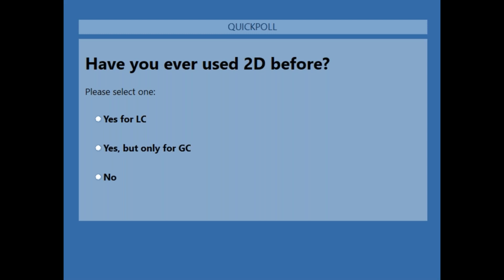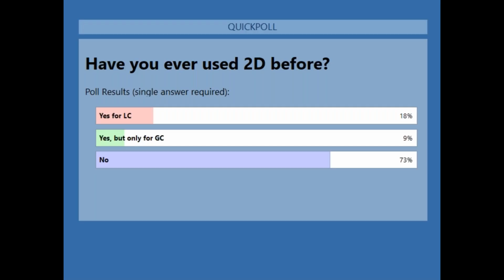So I think that's probably just about enough time for people to vote in the poll. I'm going to share those results now. And so 18% of the audience have used 2D with their LC approaches, 9%, half as many, have used it only for GC, but 73%, most people haven't used these approaches before.